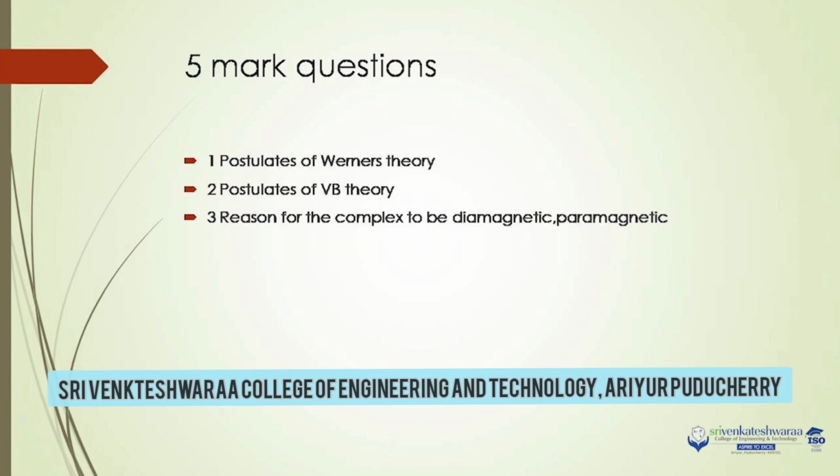These are standard questions: the postulates of Werner's theory. You go for the primary valency and secondary valency, know the differences between primary and secondary, and that's about the postulates. Postulates of valence bond theory, and the reason for a complex to be diamagnetic. Diamagnetic means if all the electrons are paired, it is diamagnetic. Paramagnetic means if it contains unpaired electrons, it is paramagnetic. If it is a paramagnetic substance, we can calculate the magnetic moment. If it is diamagnetic, the magnetic moment is zero. Next one.